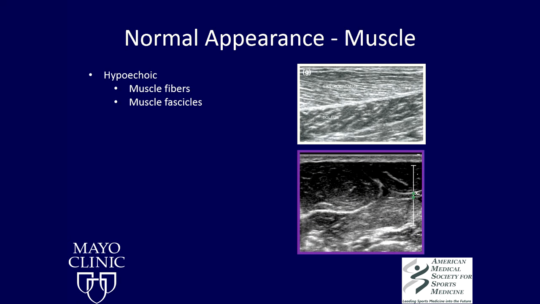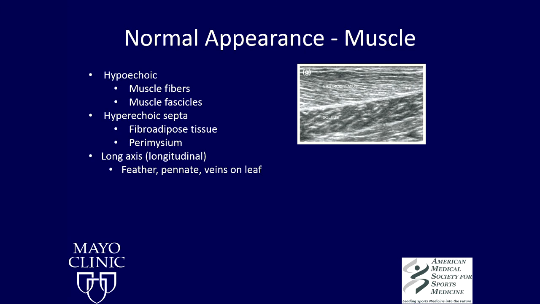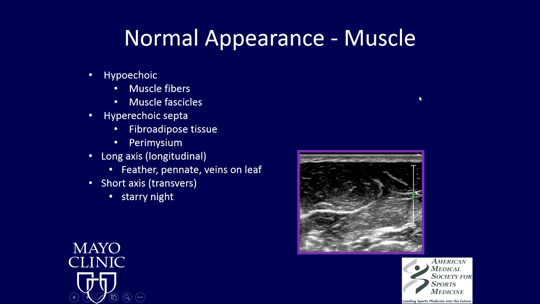Muscle is mixed echogenicity. The muscle fibers are going to be hypoechoic and fascicles. And then you're going to have hyperechoic fibroadipose septa and perimysium in between the two. So in a long axis, it's going to have a feather appearance or pinnate appearance. A lot of people will call this veins on a leaf. So here would be the stem of the leaf with all the veins coming down onto it. And it's very uniform and has nice architecture.